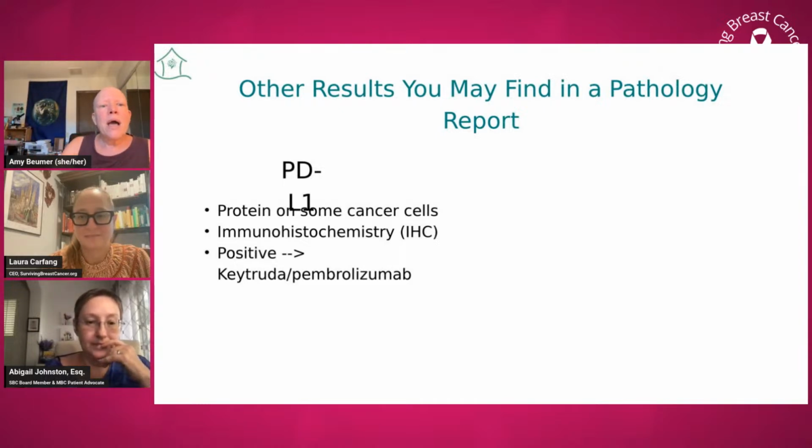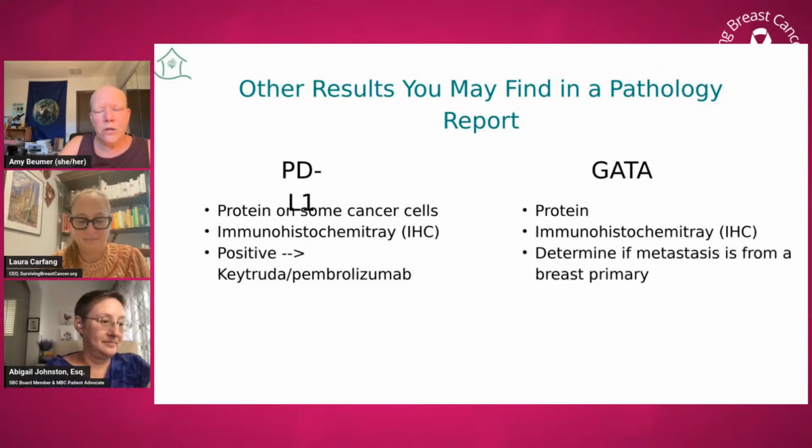Right? Now, why do we care about PD-L1? One of the reasons is it is a biomarker for an immunotherapy treatment called Keytruda or pembrolizumab. And that just means that people with breast cancers that are PD-L1 positive are more likely to respond to Keytruda/pembrolizumab. It also makes getting that drug easier because the insurance will look for that to approve that drug.